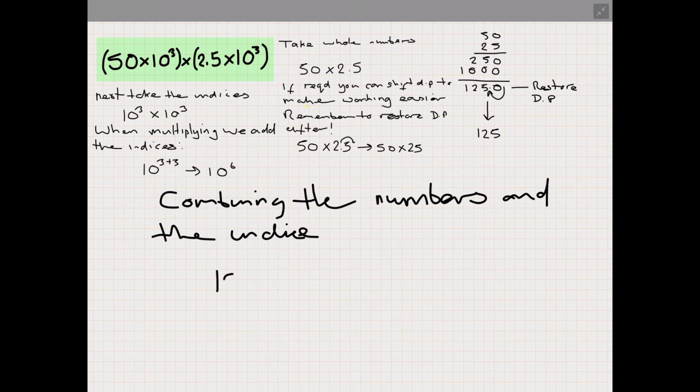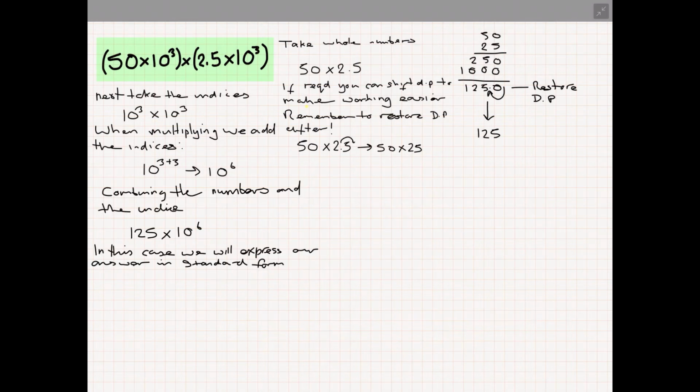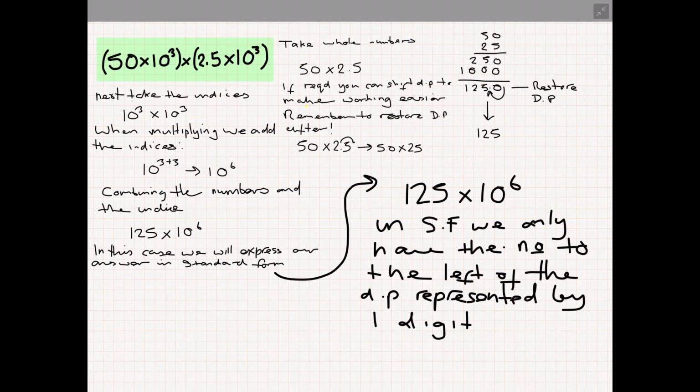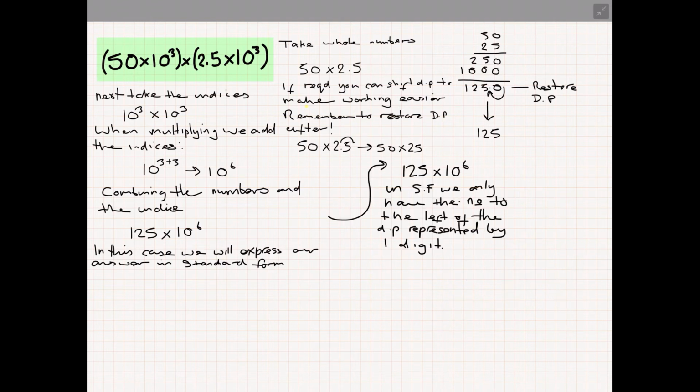The next stage of the process is that we combine the whole number and the indices together. This will give us 125 times 10 to the power of 6. However, the process isn't finished at this stage, as we need to now express our answer in standard form. So like we said before, we only can have one digit to the left of our decimal point. In this case, we will need to move our decimal point from the right of the 5 to between the 1 and the 2, this requiring a decimal point shift of 2 places.